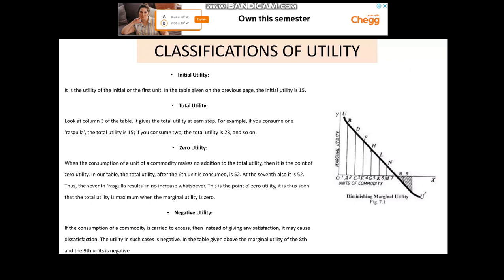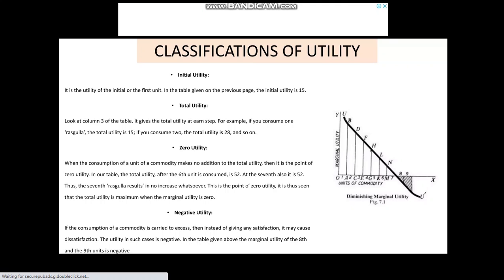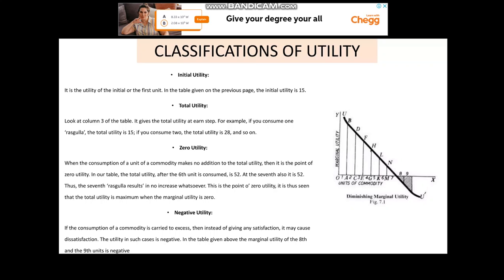Classifications of utility. Initial utility is the utility of the initial or the first unit. In the table given on the previous page, the initial utility is 15. Total utility. Look at column 3 of the table. It gives the utility at each step. For example, if you consume one rasgulla, the total utility is 15. If you consume two, the total utility is 28, and so on.